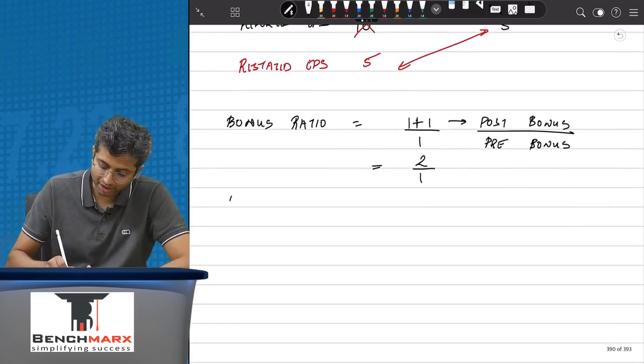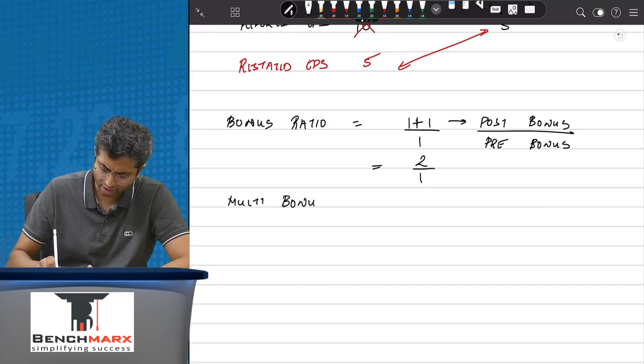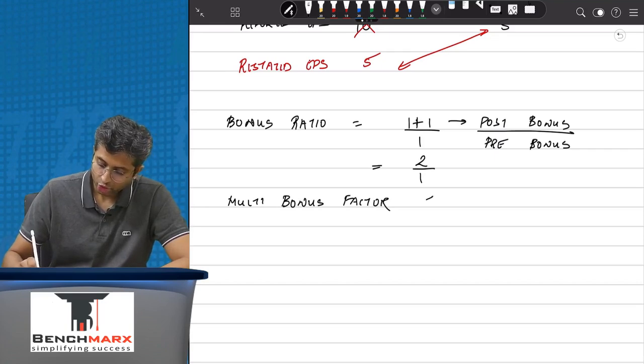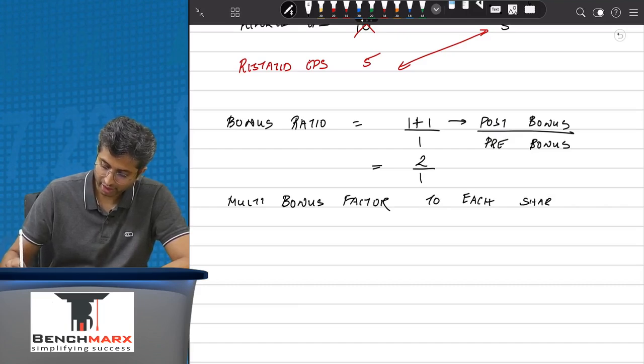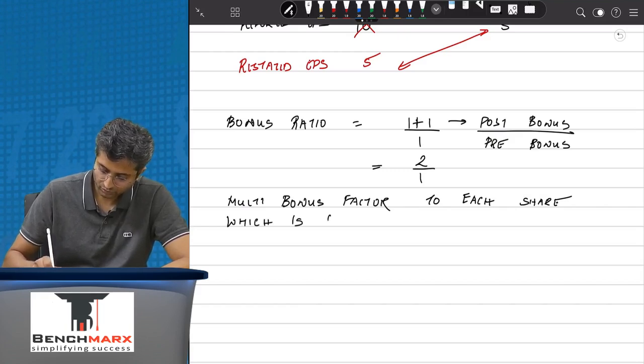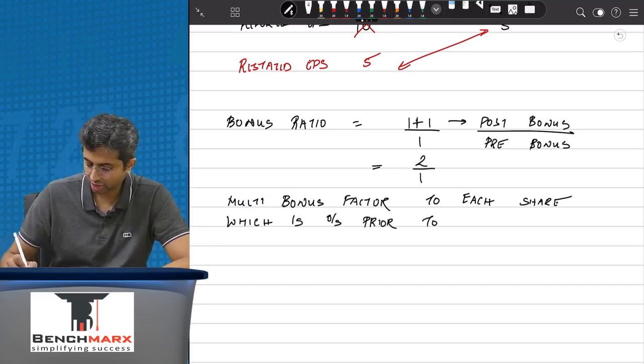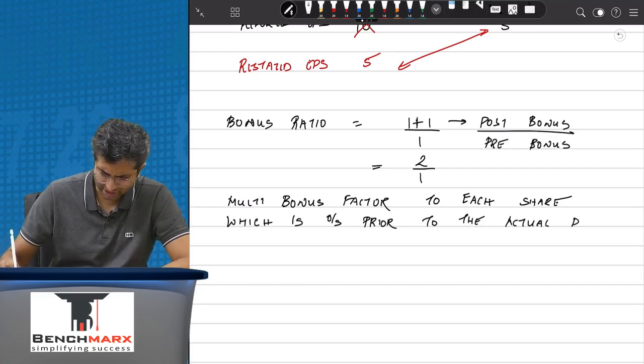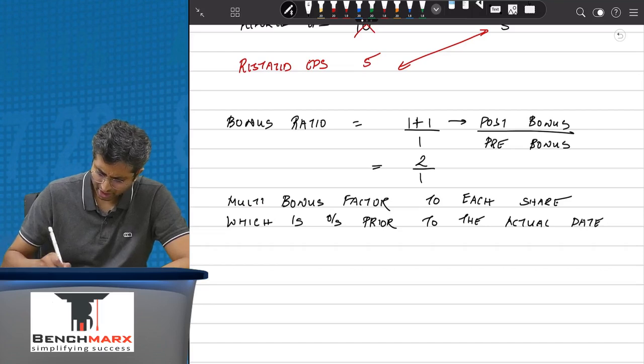Well, you can multiply the bonus factor to each share which is outstanding prior to the date of bonus, prior to the actual date of bonus. Sir, what is the significance of this? For example, I'll give you an example over here.